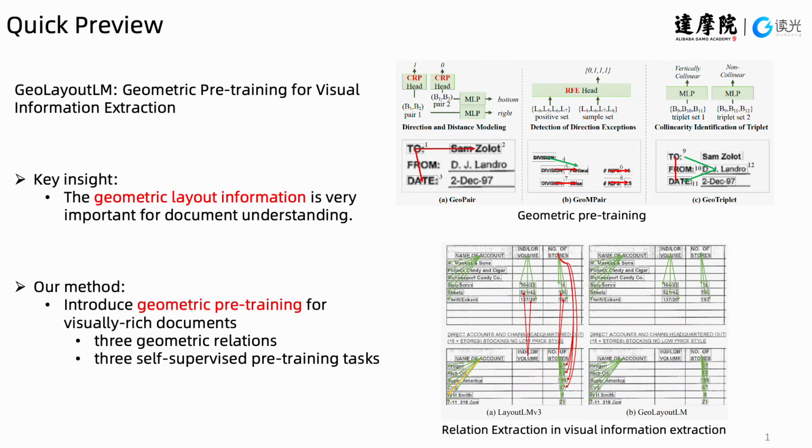The key insight of our work is that the geometric relationships are important for document layout representations. We propose a multimodal framework named GeoLayout LM for visual information extraction. GeoLayout LM models the geometric relations in pre-training, which we call geometric pre-training. According to extensive experiments on standard VIE benchmarks, GeoLayout LM outperforms the previous SOTAs for the VIE, especially in the relation extraction task.